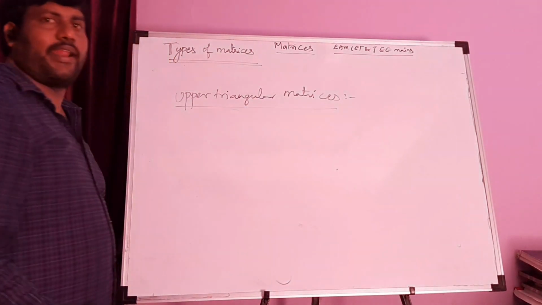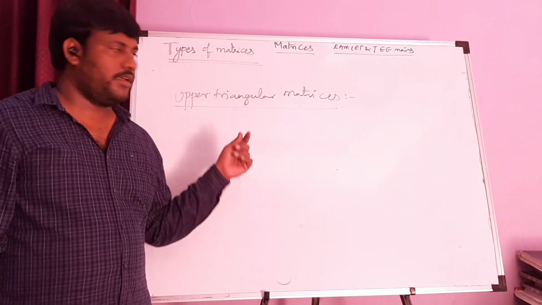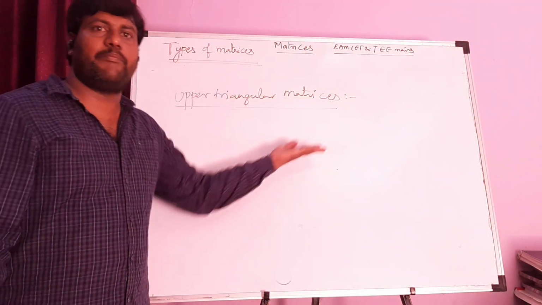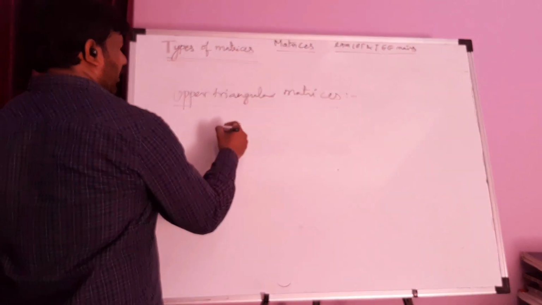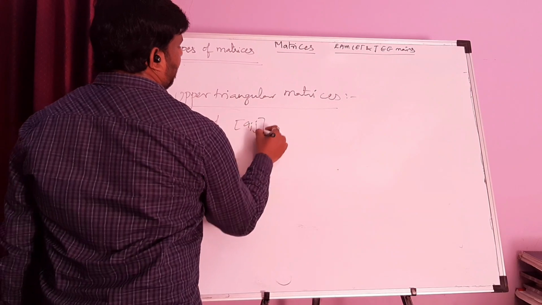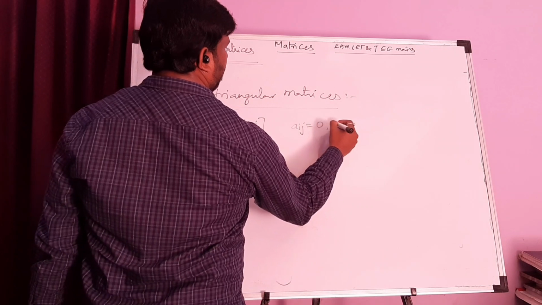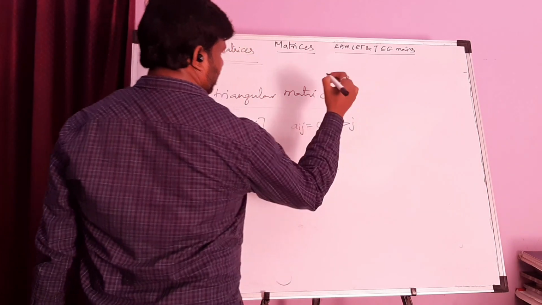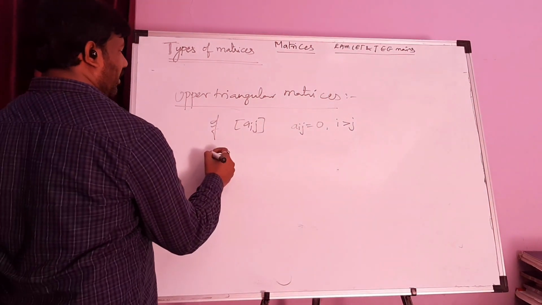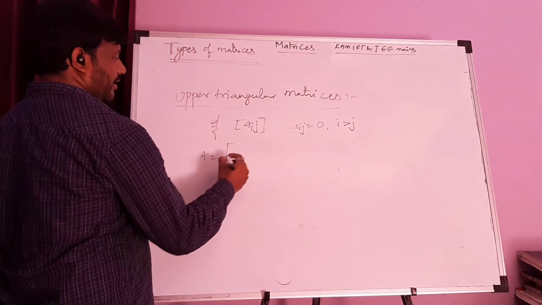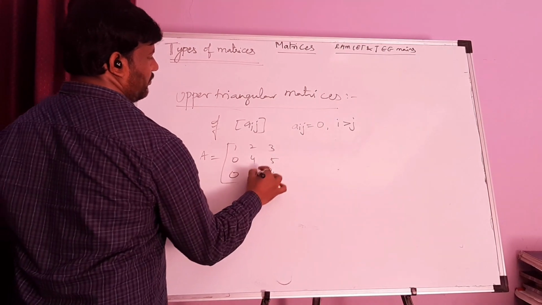Here it is simple: an upper triangular matrix is one in which the elements below the principal diagonal are 0. The name implies upper, but the zeros are below the principal diagonal. Remember, below the principal diagonal the elements are 0. In matrix form, the matrix Aij is upper triangular if Aij equals 0 where i is greater than j. For example, taking a matrix A, this is simply upper triangular.